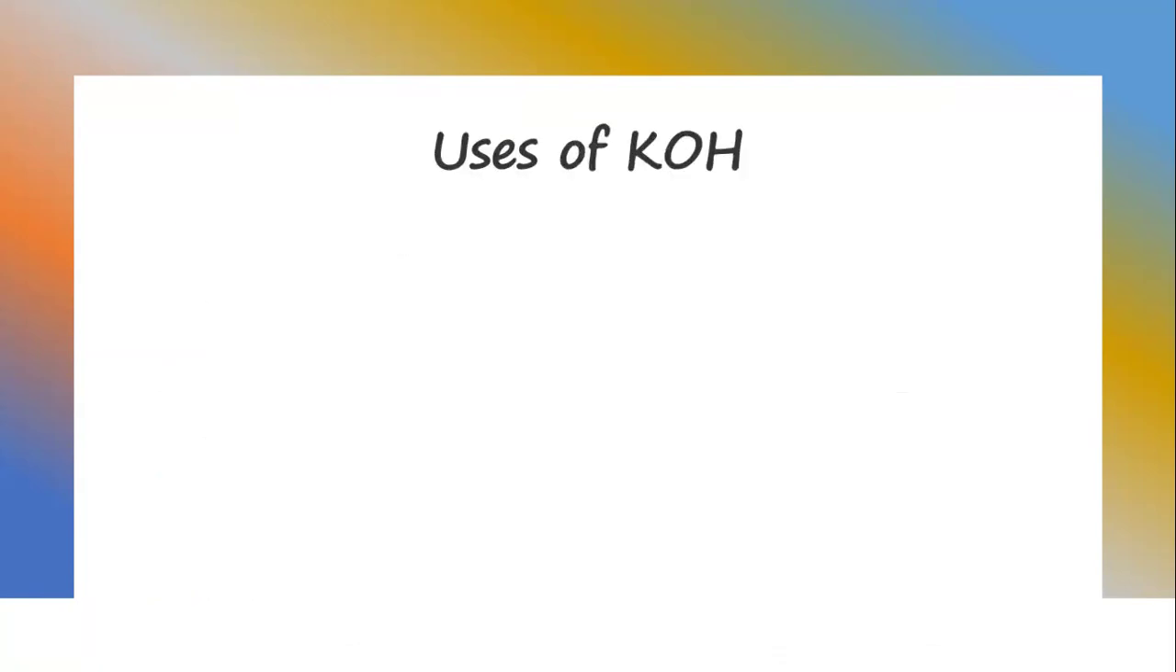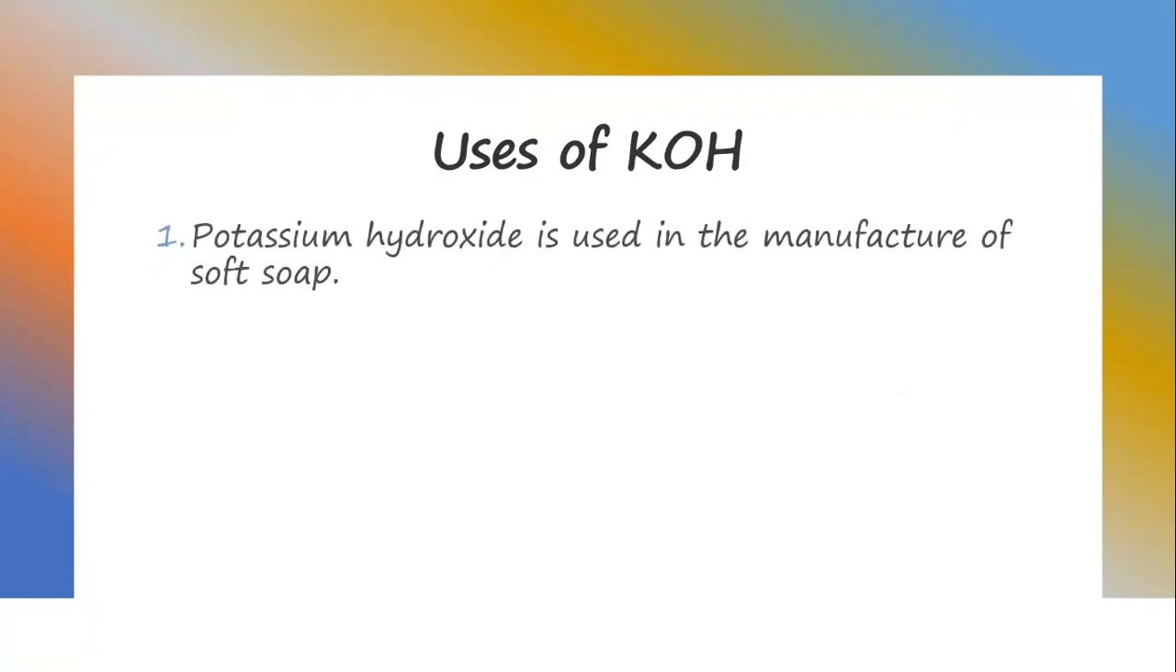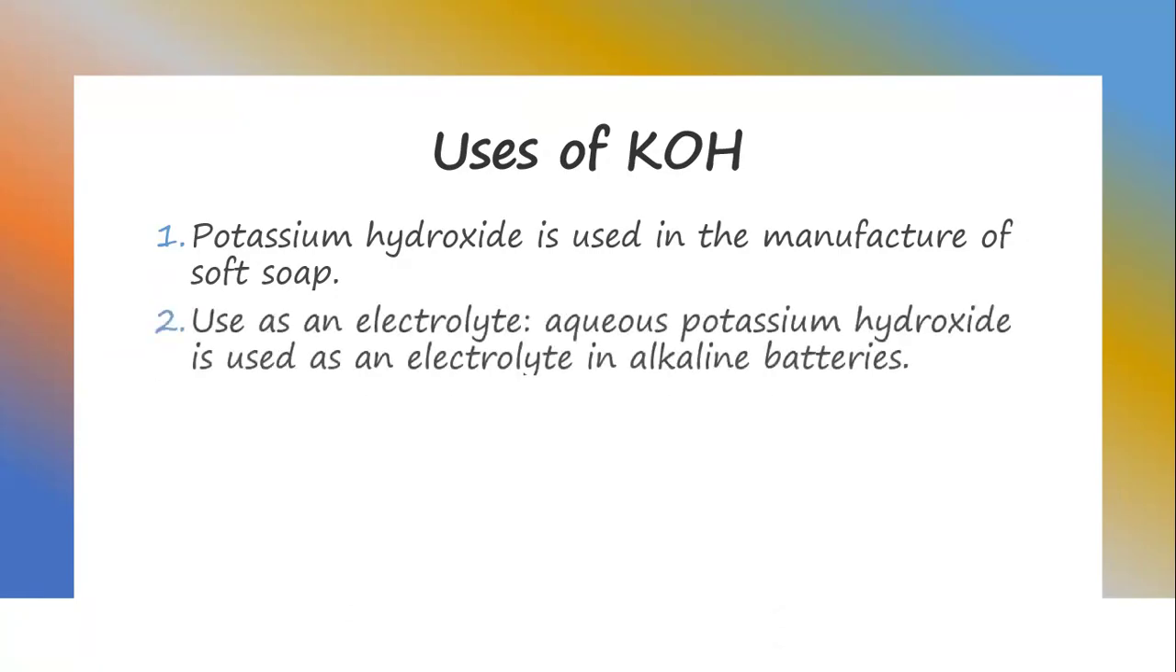Let's see the other metal hydroxide and its various uses. Talking about the uses of potassium hydroxide. Potassium hydroxide is used in the manufacture of soft soap. So soft soap is generally manufactured from potassium hydroxide. It is also used as the electrolyte. Here we're talking about aqueous potassium hydroxide. It is used as the electrolyte in alkaline batteries.